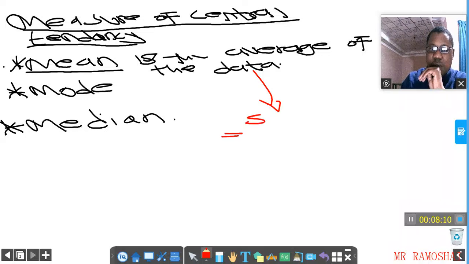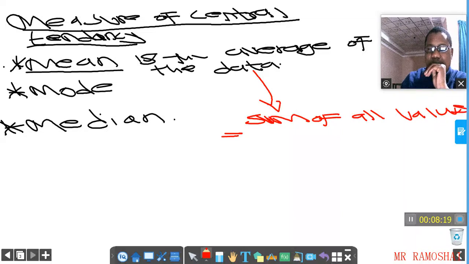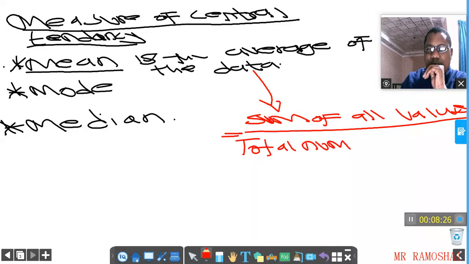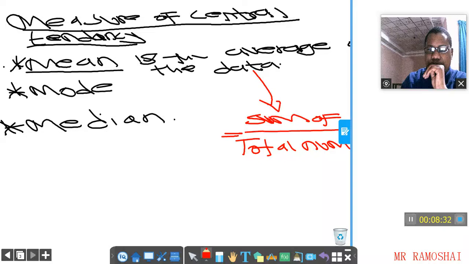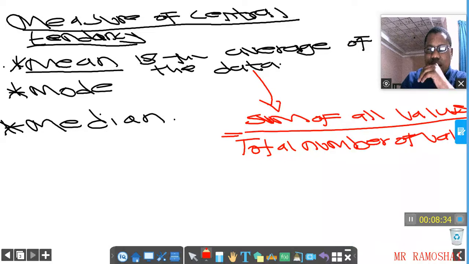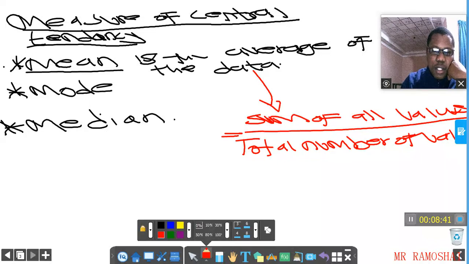We say the mean is equal to the sum of all values divided by the total number of values. So let me give an example. Let me use a different pen.